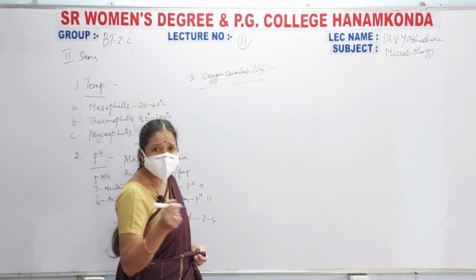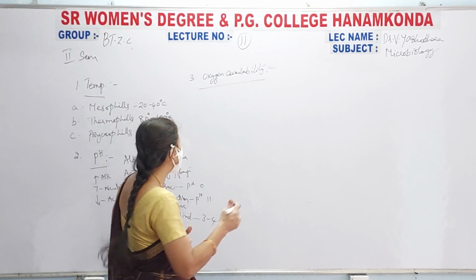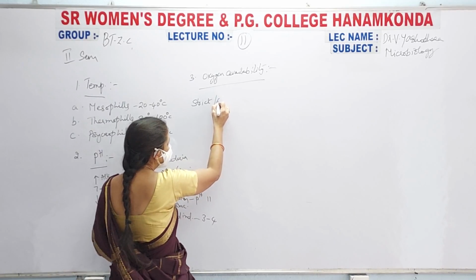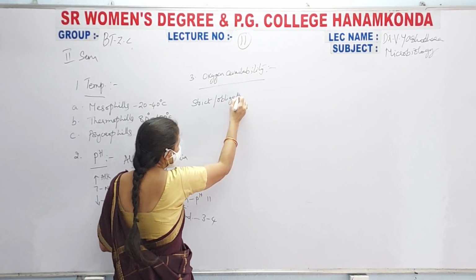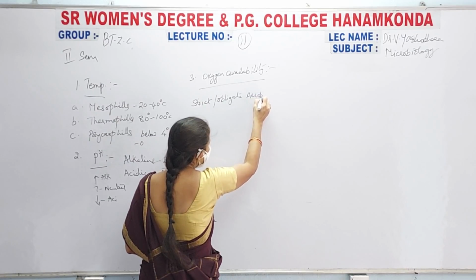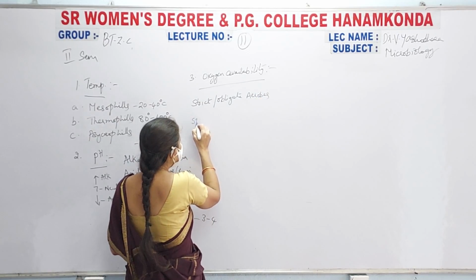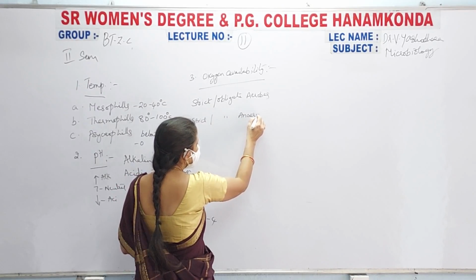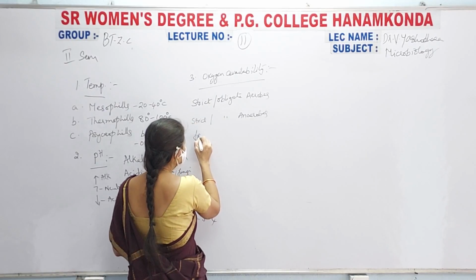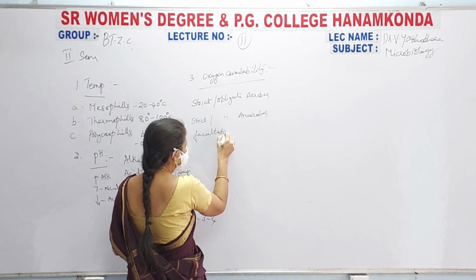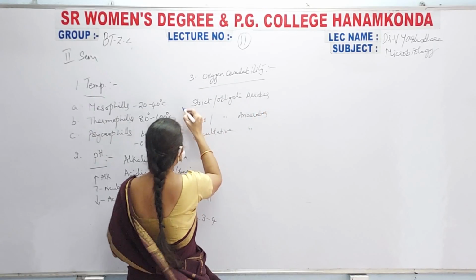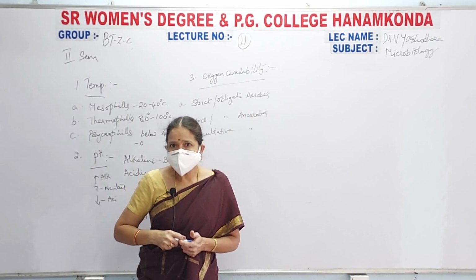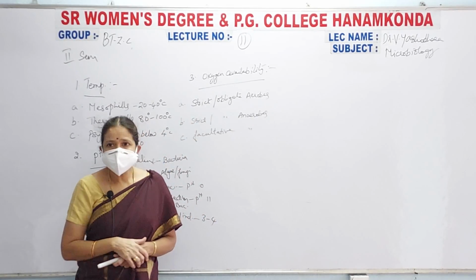Based on the availability of oxygen, the organisms are classified into strict or obligate aerobes, strict or obligate anaerobes, and facultative anaerobes. These are the three different types of microorganisms based on oxygen availability.